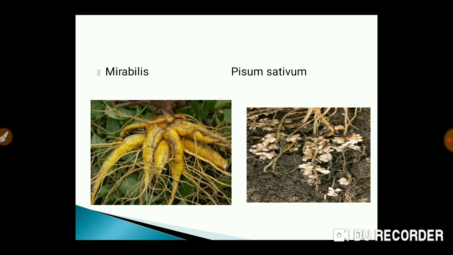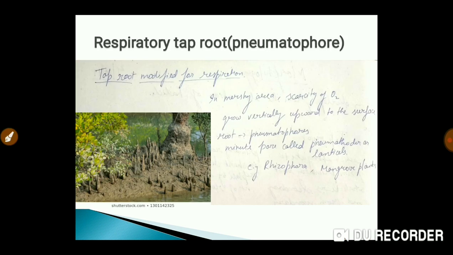Now you can see here this Mirabilis. It has the tuberous type of root, and the Pisum sativum has a nodulated root. Now next, there is also a modification for the respiration. In taproot, there is modification for the respiration. These are known as pneumatophores.